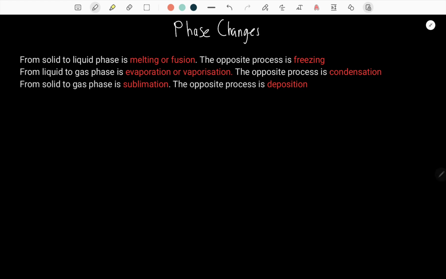Let's say from solid to liquid, it's called melting or fusion. In the exam, it could be any of these. The third one, which is the important one, is when we're going from solid to gas. It is directly, it's called sublimation, and the opposite is called deposition. And let's go down then.